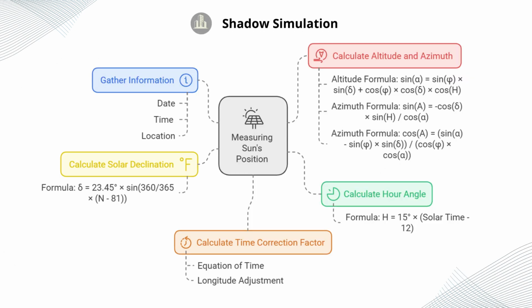Shadow simulation mechanics. Shadow simulation is achieved through a series of calculations. Solar declination. This calculates the angle between the sun and the Earth's equator based on the day of the year. Time correction factor. Adjustments are made for the Earth's tilt and geographic location, ensuring that the solar time is accurate. Hour angle. This calculates how far the sun has moved from its peak position throughout the day. Altitude and azimuth. These metrics help determine the sun's exact position in the sky, including its height, altitude, and direction, azimuth, which are crucial for predicting shadow positions.